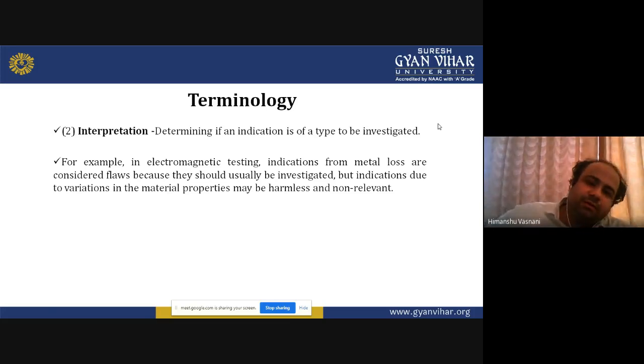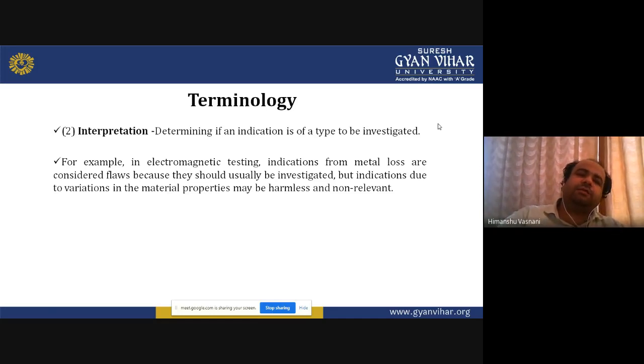Needs some improvement. Okay. Then, for example, in electromagnetic testing, indications from metal loss are considered flaws because they should usually be investigated, but indications due to variation in material properties may be harmless or non-relevant. So this way you should be able to understand and interpret accordingly what should be done if an indication comes.